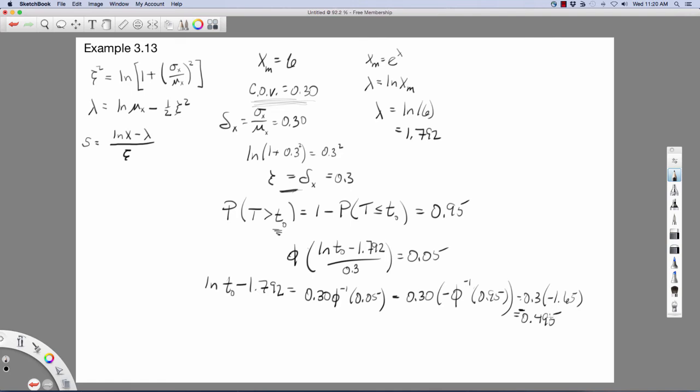Therefore, when we add 1.792 to that, bring that over from here, we end up with the natural log of t0 is equal to 1.297. Take the exponential of both sides, and we end up with t0 is equal to e raised to the 1.297, which is equal to 3.66, in this case months.